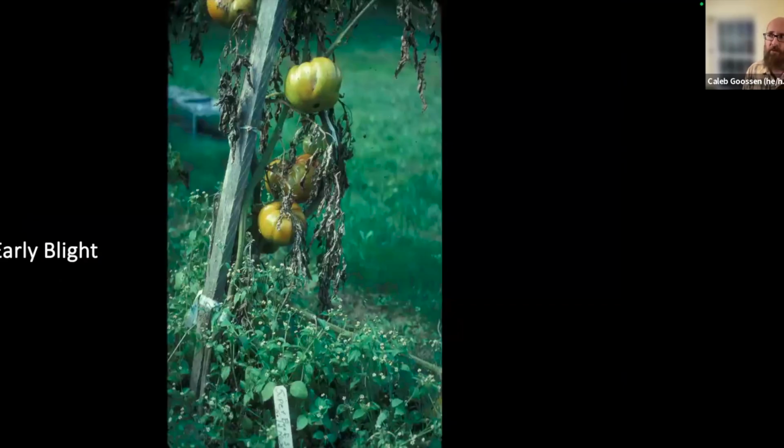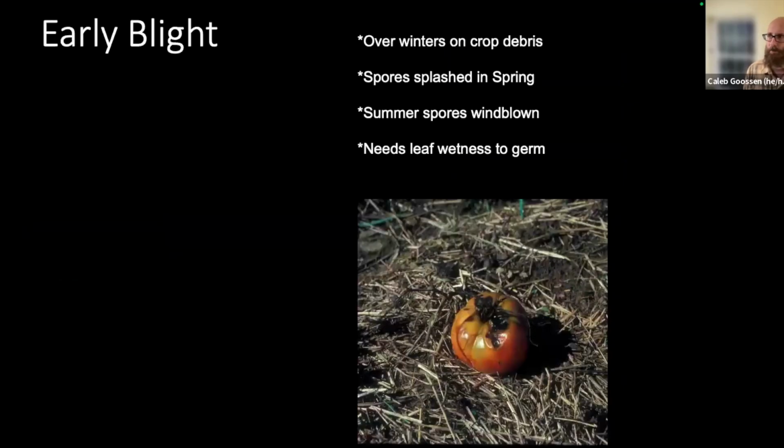And when it gets bad, early blight starts to look like this. You lose your leaves, so you're not photosynthesizing. You don't have sugars going to your fruit anymore. You can still pick those fruit and they will ripen and they'll probably be fine, but not ideal. So it overwinters on crop debris. When that crop debris is on the soil surface, especially, and you get rain, the spores are going to splash off of that in the spring and land on your leaves.